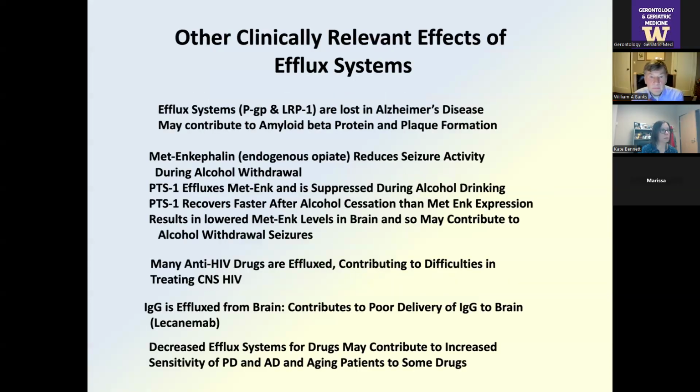Other clinically relevant efflux systems: in Alzheimer's, in you and I, hopefully, we have good, healthy PGP and LRP1 systems. This is pumping out the amyloid beta from our brain so it doesn't accumulate and form plaques. Both of these transporters are lost in Alzheimer's disease. Indeed, PGP is lost in every animal model of Alzheimer's disease as well. Met-enkephalin is involved in, which is an endogenous opiate.